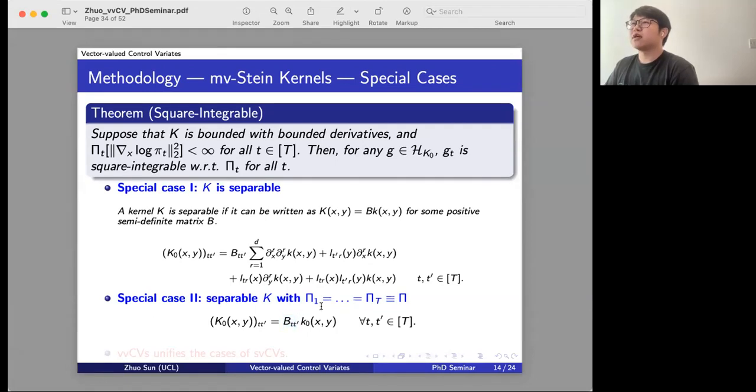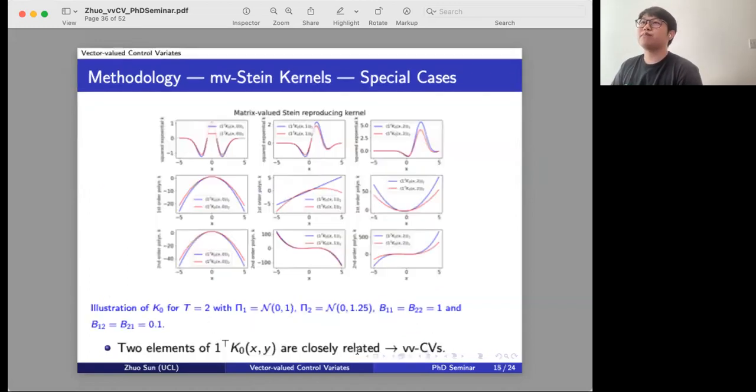And of course, if we shrink all these tasks to one, so now suppose we only have one task, the matrix B would just be one, right? Then we recover the standard case of the scalar-valued control variates, the one that's used in the control functional. So from these formulations, we find that vector-valued control variates unify the cases of the kernel-based control variates that have been proposed in the past.